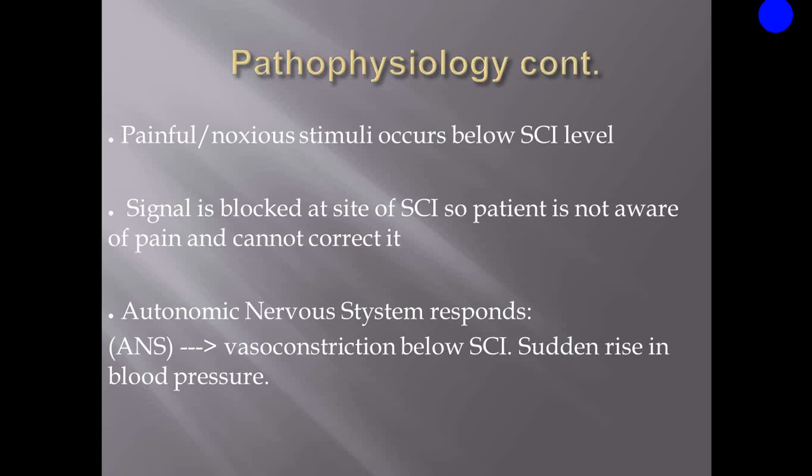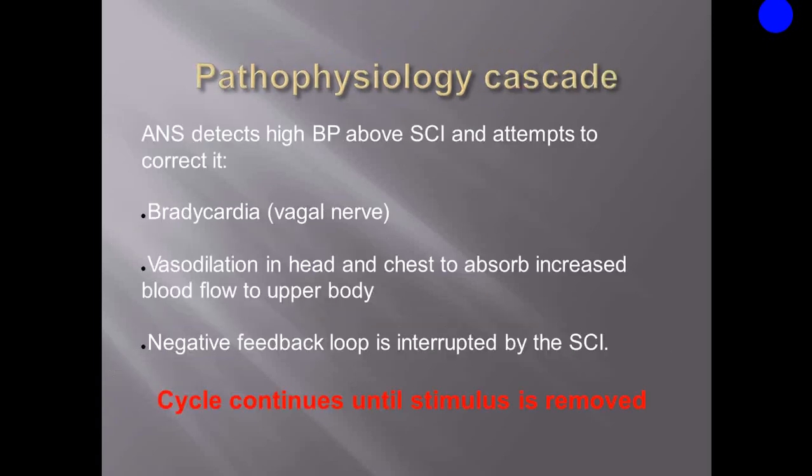Painful, noxious stimuli occur below the spinal cord injury level. A signal is blocked at the site of spinal cord injury, so the patient is not aware of pain and cannot correct it. The autonomic nervous system responds to that stimuli, so the vasoconstriction below the spinal cord injury will be increased, causing a sudden rise in blood pressure, which, as we talked about, is the dangerous situation that occurs in autonomic dysreflexia.